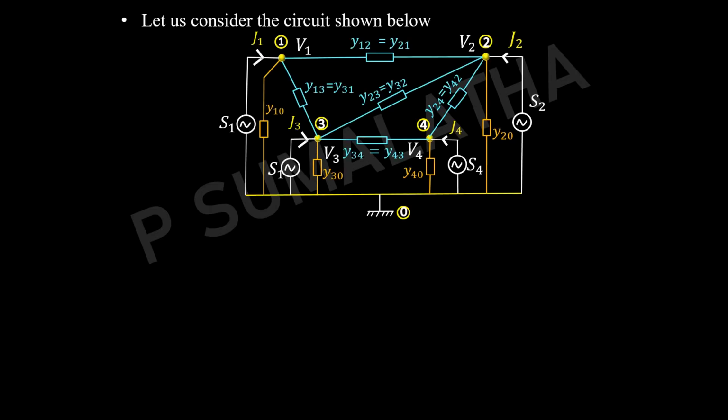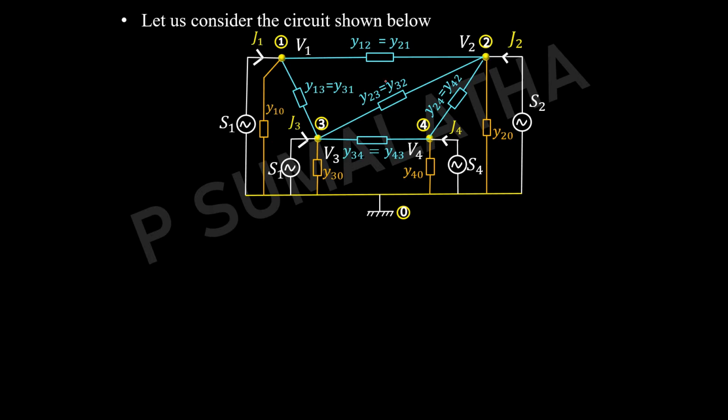This is the network which we formed in the last session by using the single line diagram of the 4-bus system. If you see here, we have 4 actual buses and 1 reference node. Always the reference node potential will be 0 volts. And the voltages at the remaining buses we have considered as V1, V2, V3 and V4 with respect to buses 1 to 4 respectively.